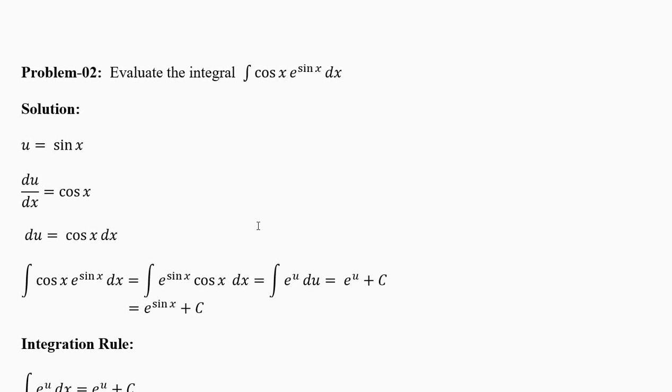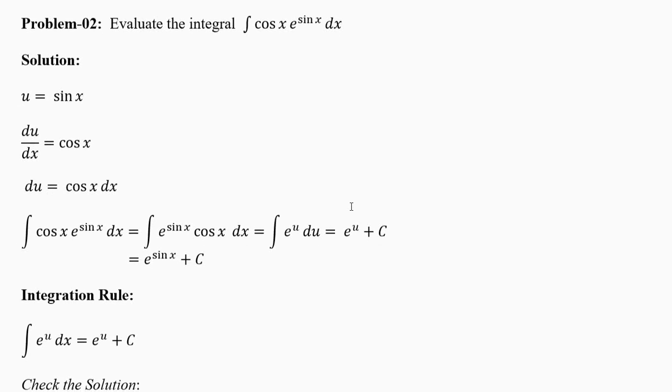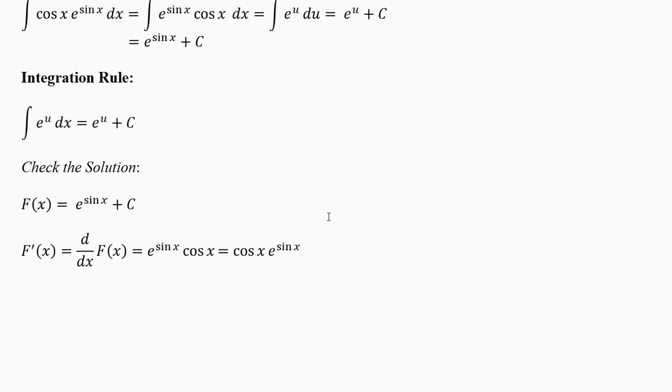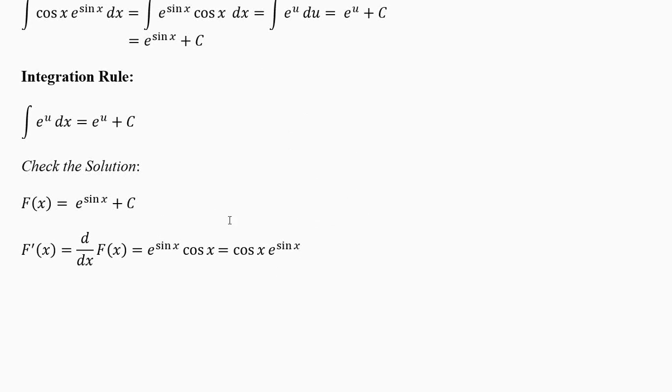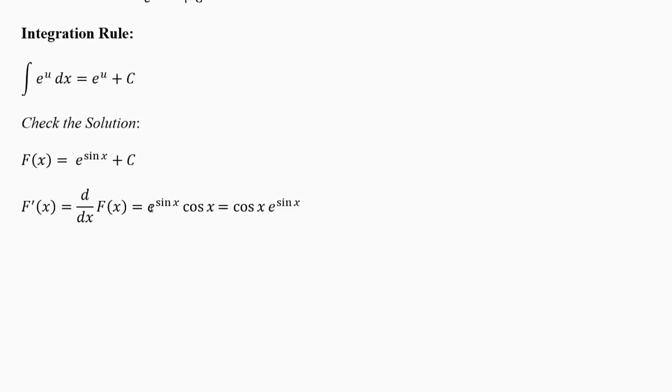Now let me emphasize one more thing. In the problem, you have cosine x, exponential sin x, and dx. See, when you make the change of variable, you have to fix all 3 of them. All 3 of them are together. So if you forget to write dx here, or half or 2 in some other question, then there will be a problem. So you have to fix everything in the question, in your steps. And you can differentiate and check that the solution is correct.